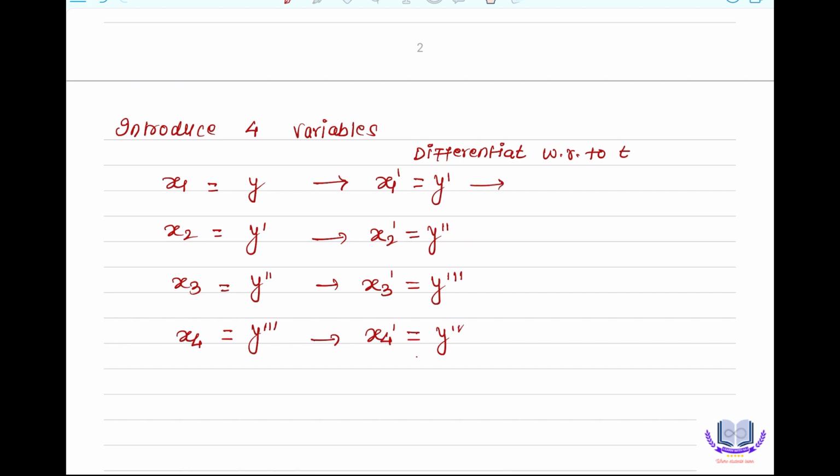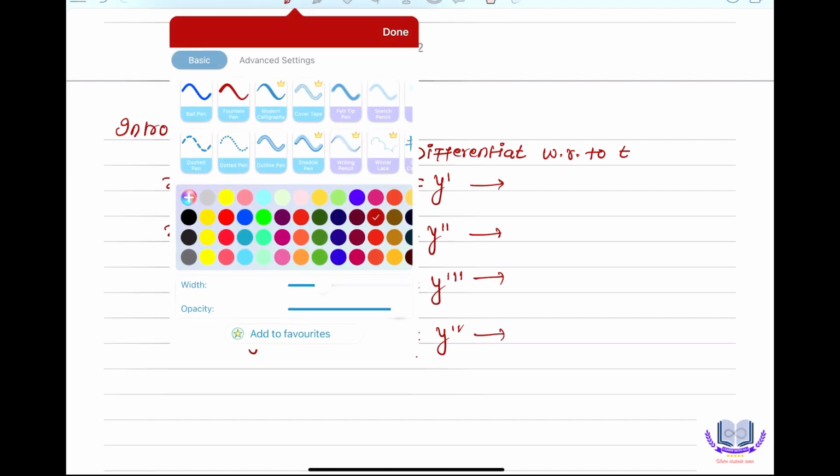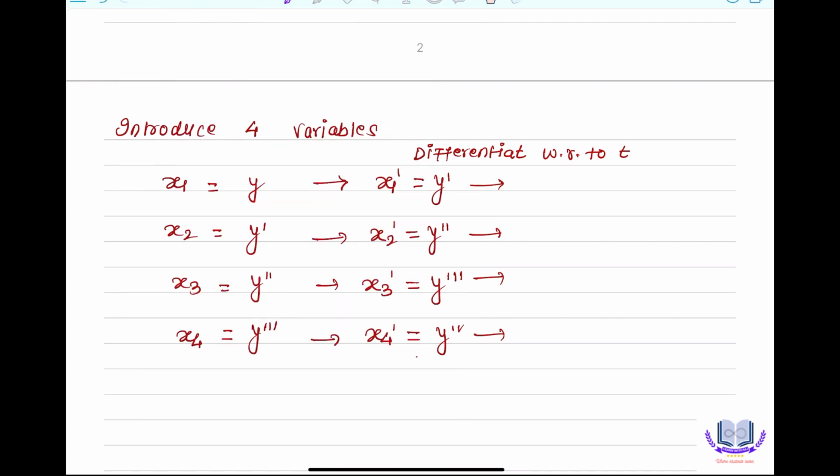Now again we will go for some substitution. What is the substitution? Let's see. What is your y dash? Your y dash is x2, right? So we will write here x1 dash equals x2. Now what is your y double dash? So y double dash is nothing but it is x3. So we will write here x2 dash equals x3.